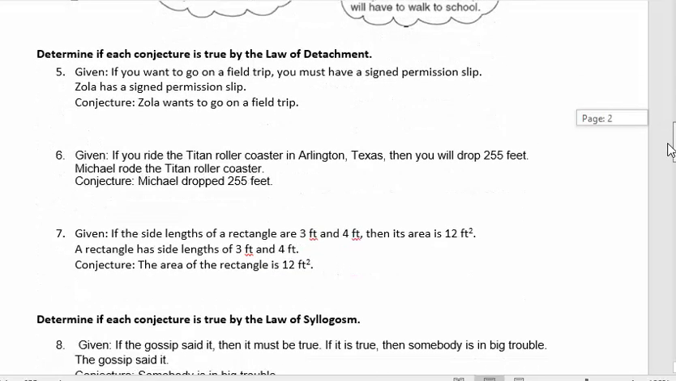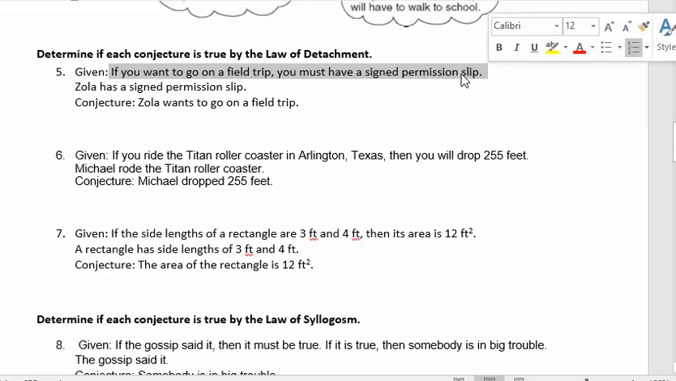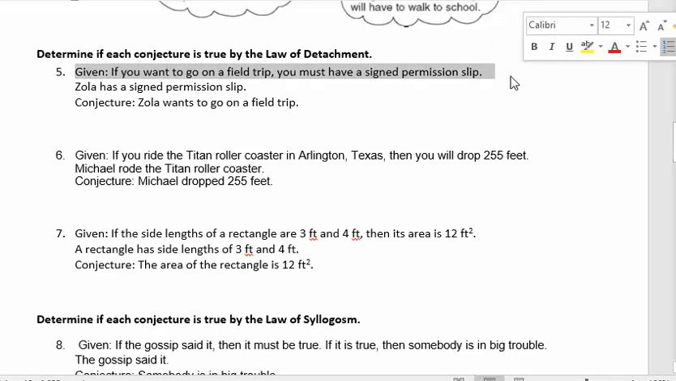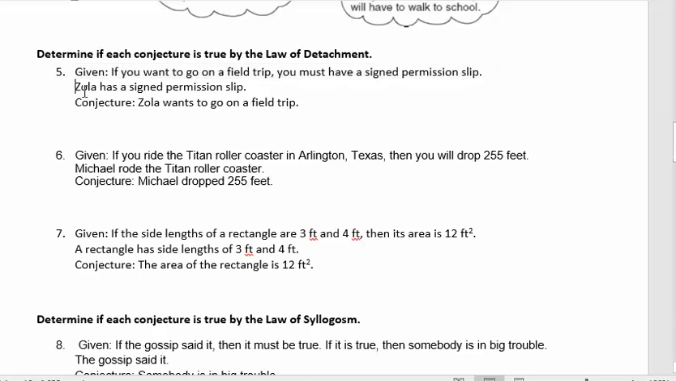So first we're going to work with the law of detachment. All you have to do is see, if this is true, which it is because it's given, so this is already true. Do they give you a true hypothesis? If they don't, then your conjecture will be false. If they do, then your conjecture will be true. Okay, so we know that this is true.